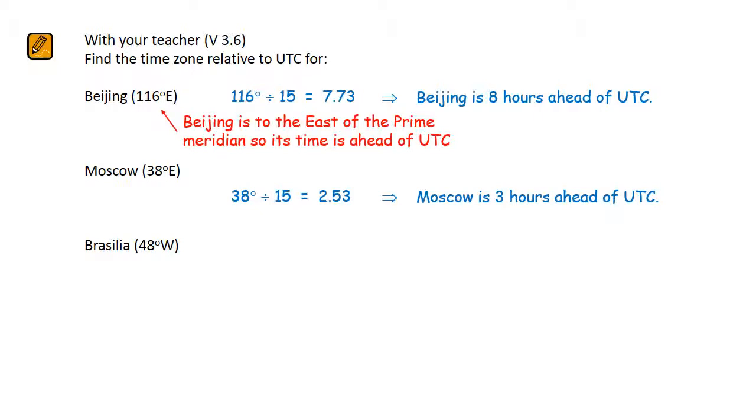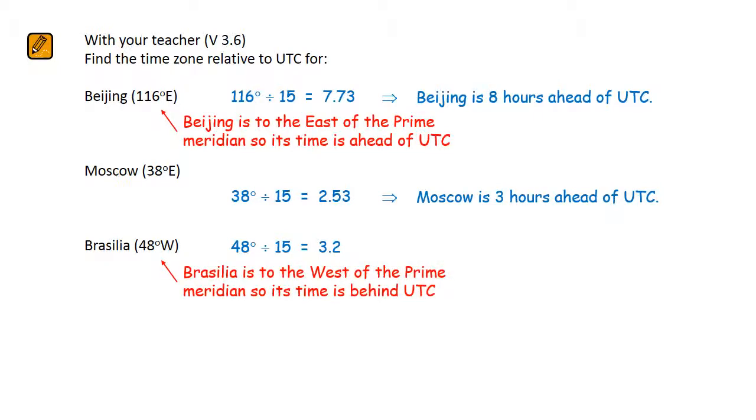Brasilia has a longitude of 48 degrees to the west. Take its longitude and divide by 15. This time 3.2 is nearest to 3, so we're going to round it down. And as Brasilia is to the west of the prime meridian, it will be 3 hours behind UTC.